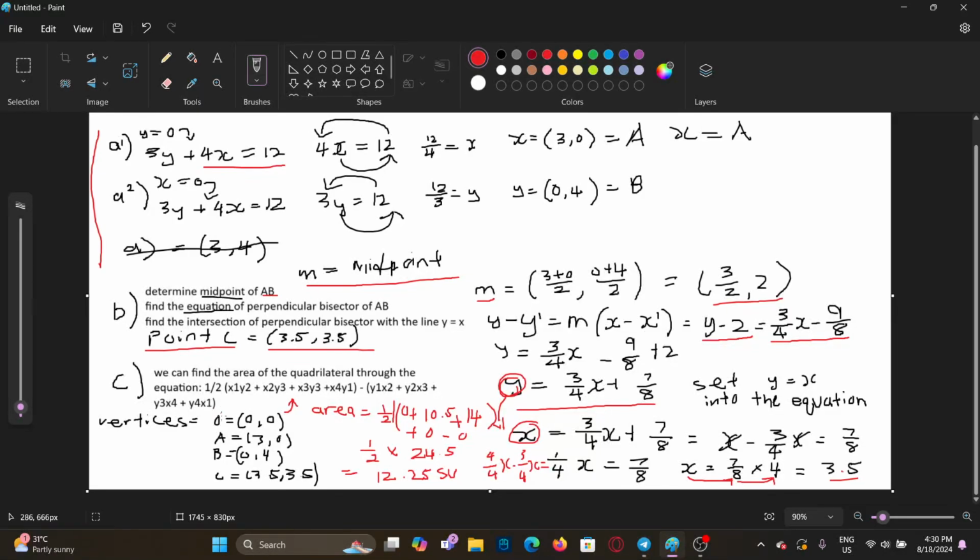So O equals (0, 0), which is the origin. A equals (3, 0). B equals (0, 4). And C equals (3.5, 3.5).